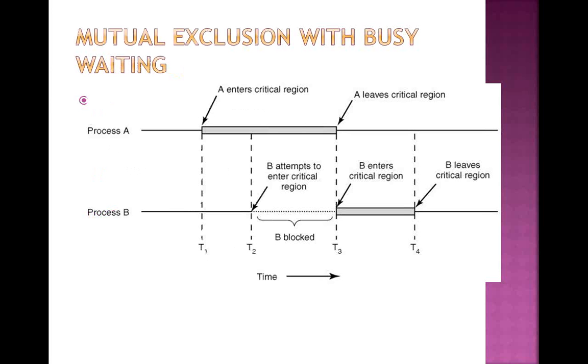This is process A. A enters the critical region. B attempts to enter the critical region here, but the operating system does not allow B to enter because A is already in the critical region. When A leaves the critical region, it is time for B to enter, at time interval T3. Again, B leaves the critical region.